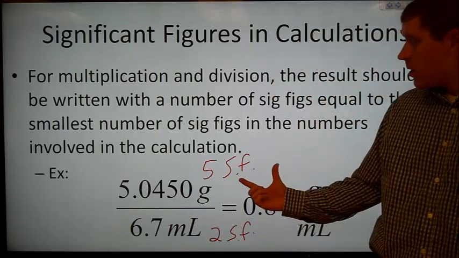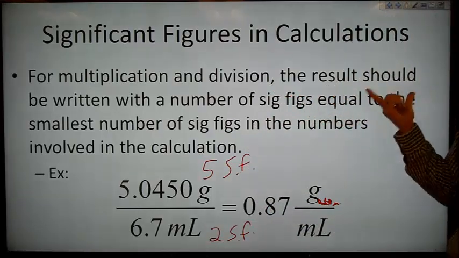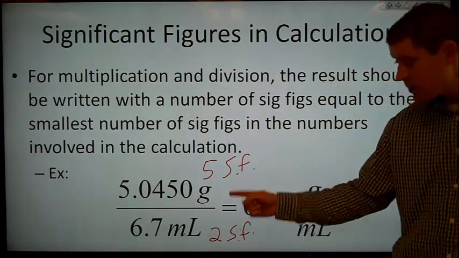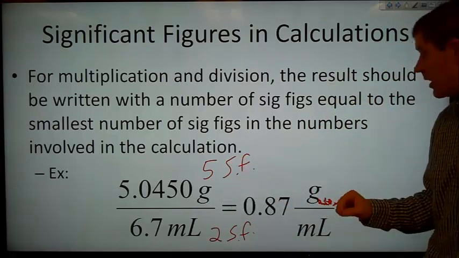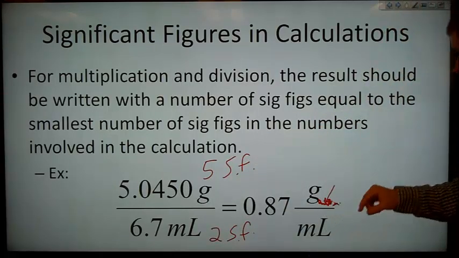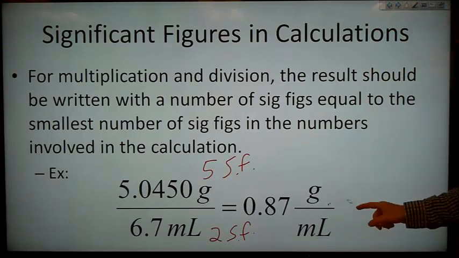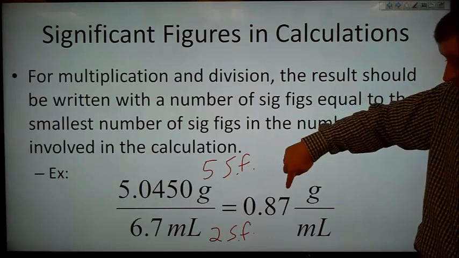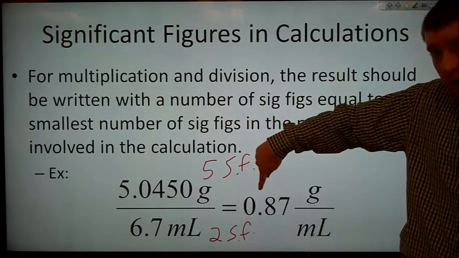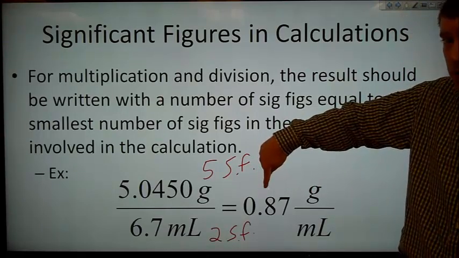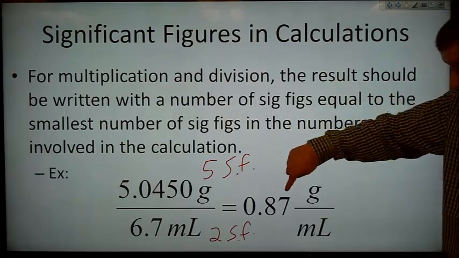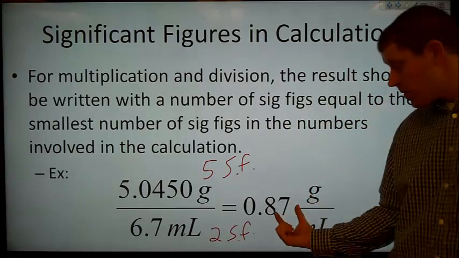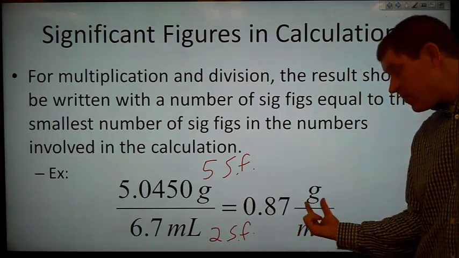Our result should be written with the number of sig figs equal to the smallest number of sig figs. Well, 2 is smaller than 5, so our result needs to have 2 sig figs, which is why I've written 0.87. Remember that 0 is a leading 0. Leading zeros don't count. So the 8 counts and the 7 counts. So this is 2 sig figs. That's what we should write. We don't want to write any digits past that.